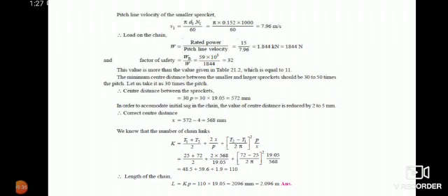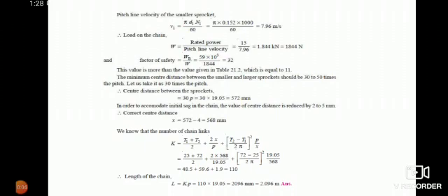The minimum center distance between the smaller and larger sprocket should be 30 to 50 times the pitch. Let us take 30 times the pitch. Center distance between the sprockets equals 30 into P, so 30 into 19.05 equals 572 mm. In order to accommodate initial sag in the chain, the value of center distance is reduced by 2 to 5 mm. Corrected center distance x equals 572 minus 4, equal to 568 mm.